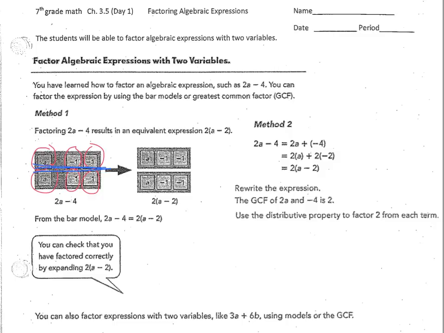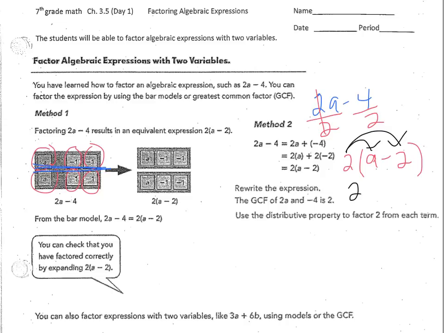Now if we do it without the picture, we have 2a minus 4. We're going to take out a 2 again, so that's my greatest common factor. I'm dividing each term by 2, so 2 is coming out. 2 divided by 2 leaves me with an a, and negative 4 divided by 2 leaves me with a negative 2. The nice thing about factoring is you can go back and use the distributive property, and you should get your original problem. 2 times a is 2a, 2 times negative 2 is negative 4. We get the exact same answer.